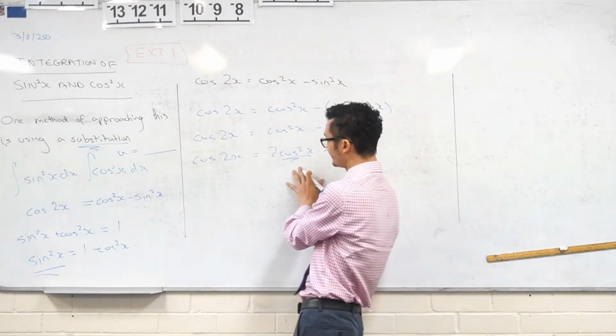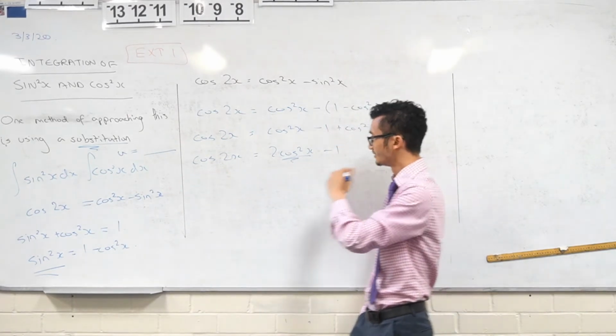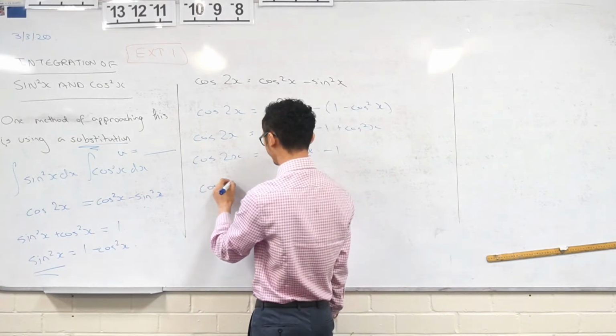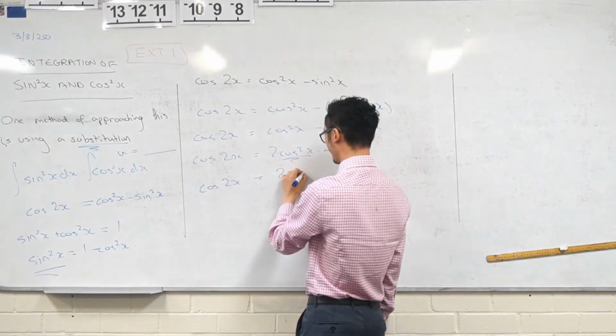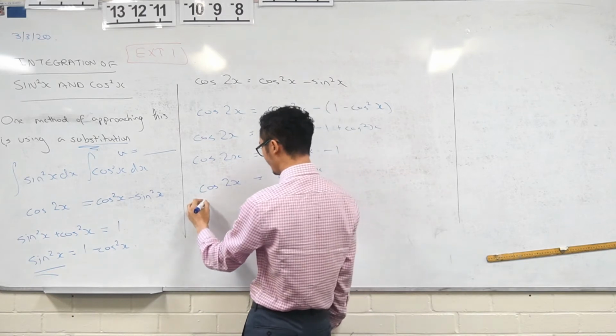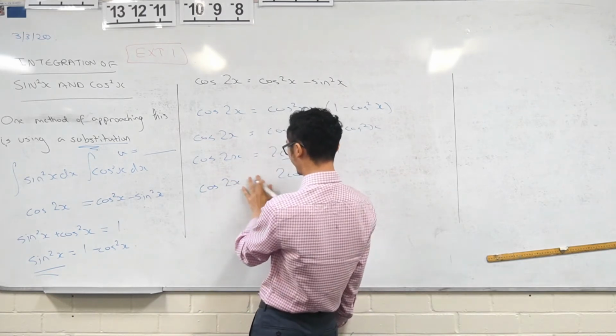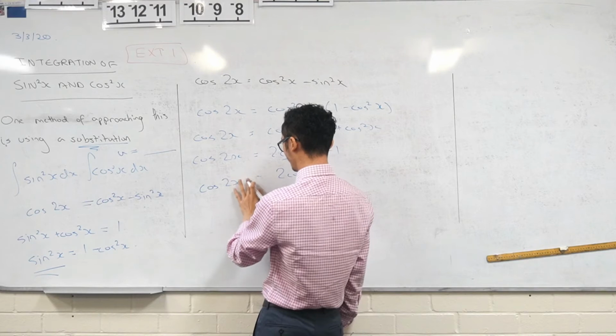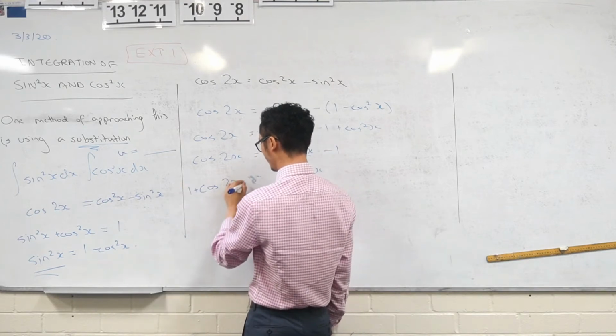Can you guys see that? Yeah? So what do I need to do, Matt? What are the next steps? Put the 1 on the other side. Yep. And then you can divide both sides by 2. Plus 1. So it's going to be like half.